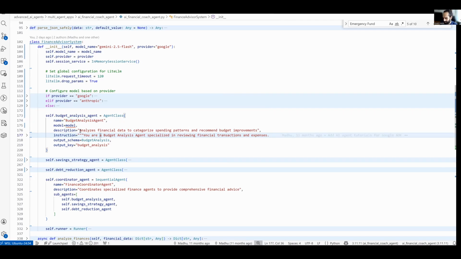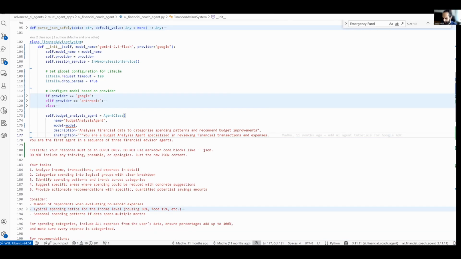Here we have a short description where we say that this agent analyzes financial data to categorize spending patterns and so on. So this is part of the way we define these agents. And in the instruction part, we give the model the instructions that we needed to follow. So here we give it what we call the role. You are a budget analysis agent specialized in reviewing financial transactions.